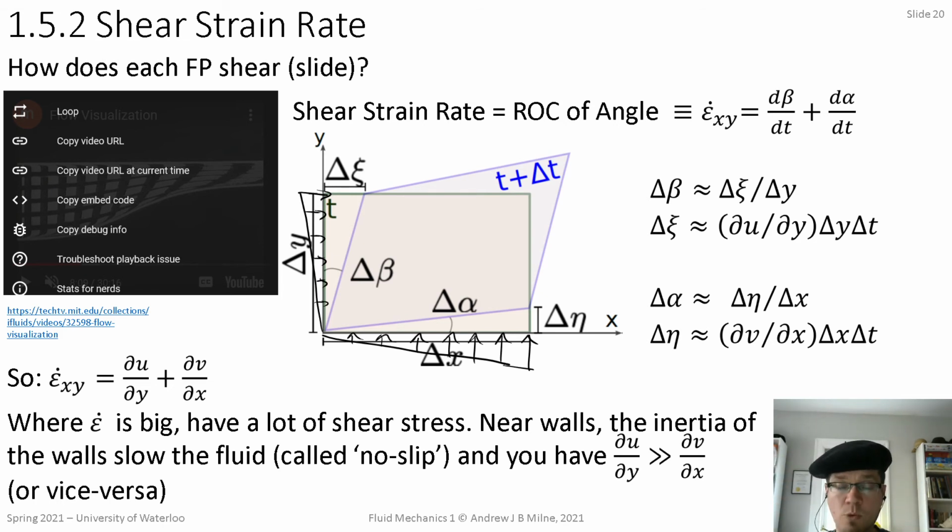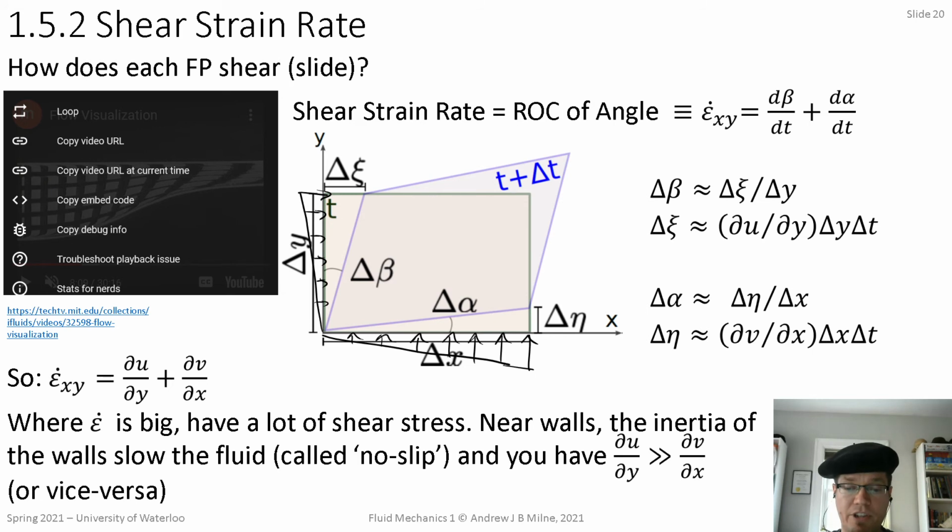Also, near walls, the inertia of the wall slows down the fluid, or makes the fluid take the same velocity as the wall. We call this the no-slip condition, and we can see that in the video that we've got here. In the top left and the bottom left, basically at the inlet of this channel, you can see that the velocity near the wall is being slowed down greatly, and the velocity a little ways away from the wall isn't affected. As a result, you have a really large ∂u/∂y, and it's much, much larger than ∂v/∂x on the far left side of that video, at the inlet at the wall specifically.